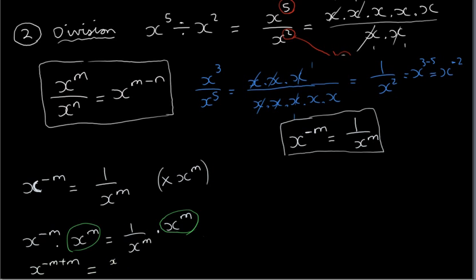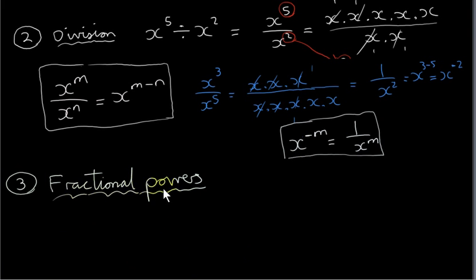So you see that we get 1 here. But look at this thing here: x to the power of minus m plus m. That's just x to the power of 0. So we end up getting back this important result. So it all makes sense.